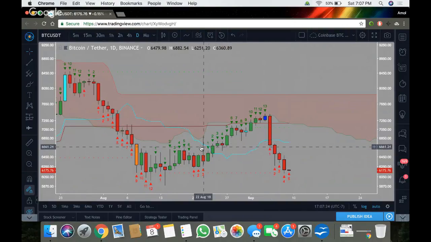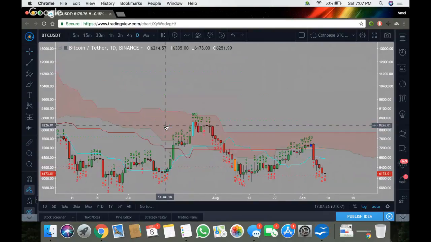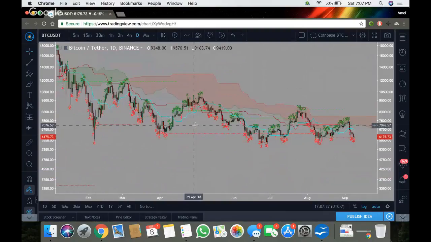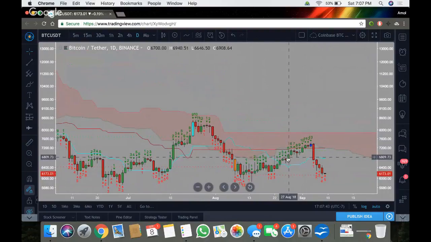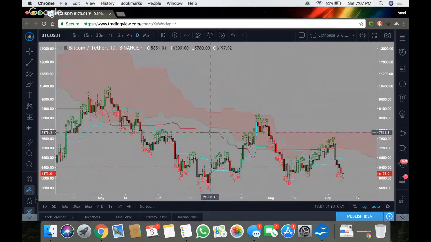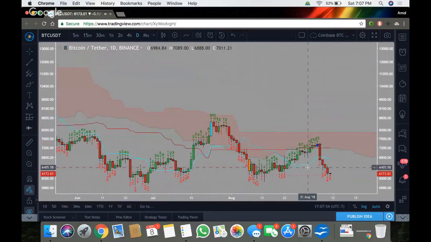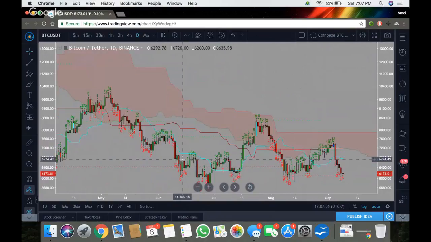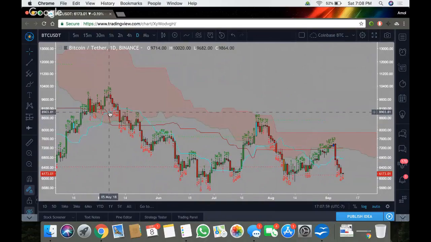Whenever you have the Kijun line above the Tenkan line, that means you're in a bearish environment. When you have the Tenkan over the Kijun, wait a second. Did I get that wrong? I'm sorry. Hang on one second. Okay. Yeah, so Kijun over the Tenkan, which is the red over the blue, is bearish. When you have the Tenkan, which is the blue, over the red, that's bullish.